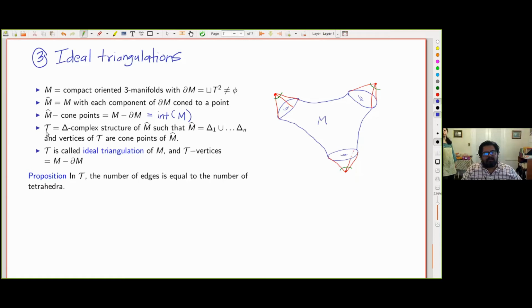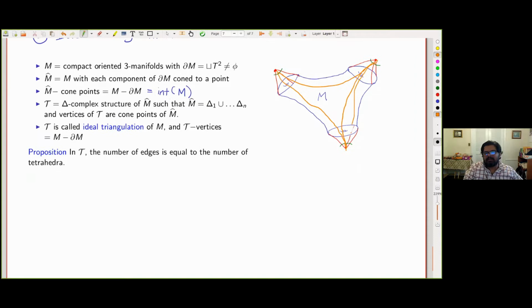And now script T is a delta complex structure on this M hat, right? So M hat is a union of some three simplices, and the vertices of T are the cone points of M. So what we are effectively doing is triangulating this thing, something like that, so that all of the vertices here are the cone points. Something you can think of like this, having triangles in here.